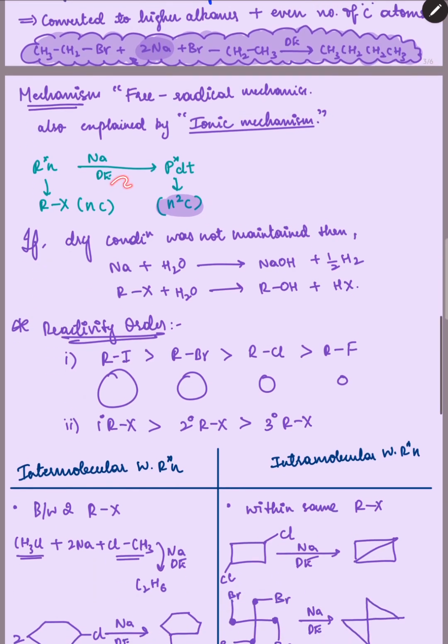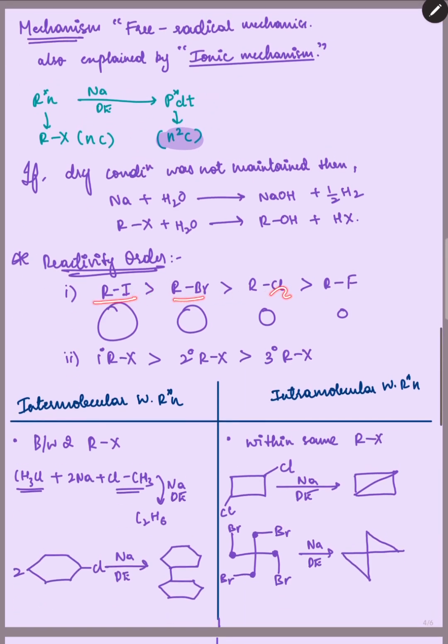Now why do you use dry ether, a condition without moisture? Let's see what happens if the condition is not dry. The sodium would react with the moisture to form sodium hydroxide, and the alkyl halide would react with water to form alkanol. We don't want this to happen, so we maintain dry conditions. Next, the reactivity order is alkyl iodide, alkyl bromide, alkyl chloride, alkyl fluoride. The diagram justifies what I just said: because electronegativity increases, it is more difficult for the halogen to be removed. In the same way, primary alkyl halide is greater than secondary, and the tertiary is the least.